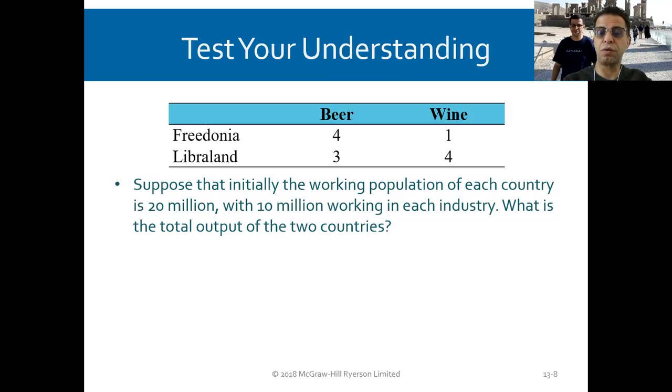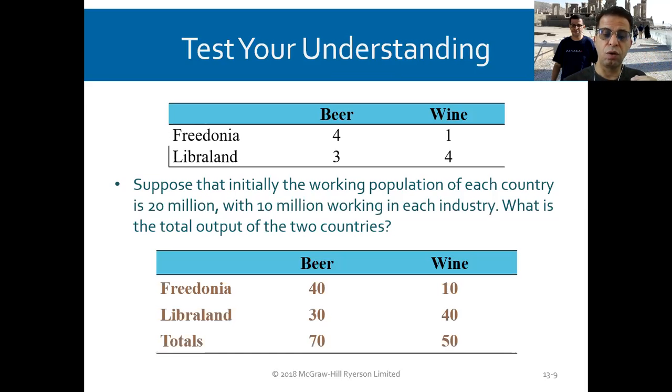Suppose initially the working population of each country is 20 million, with 10 million working in each industry. So Fredonia has 10 million working in beer and 10 million working in wine. And Liberland has 10 million working in beer and 10 million working in wine. What is the total output in this case? We notice that Fredonia can produce 40 million beer and 10 million wine: 4 multiplied by 10, and 1 multiplied by 10.